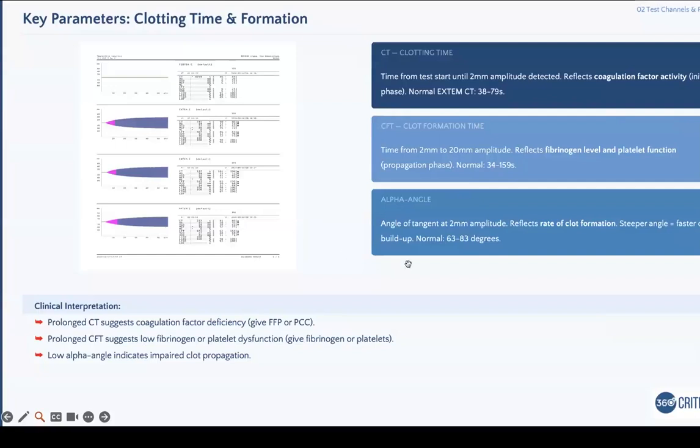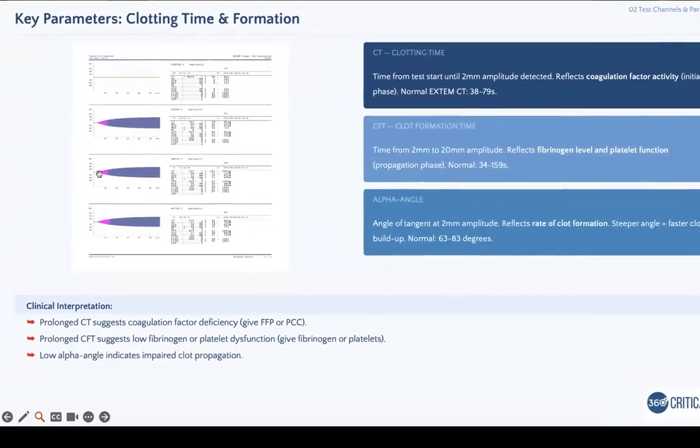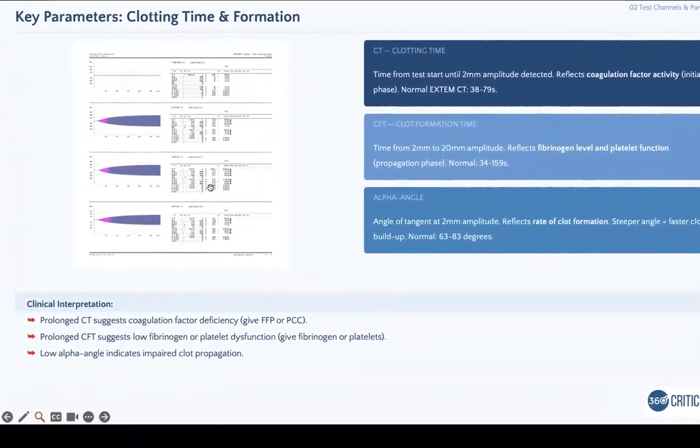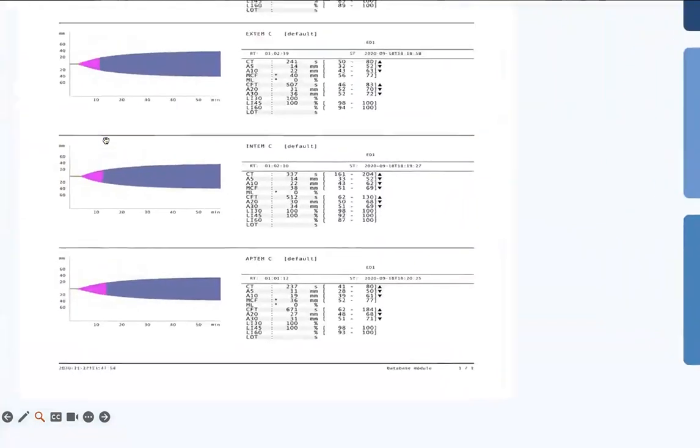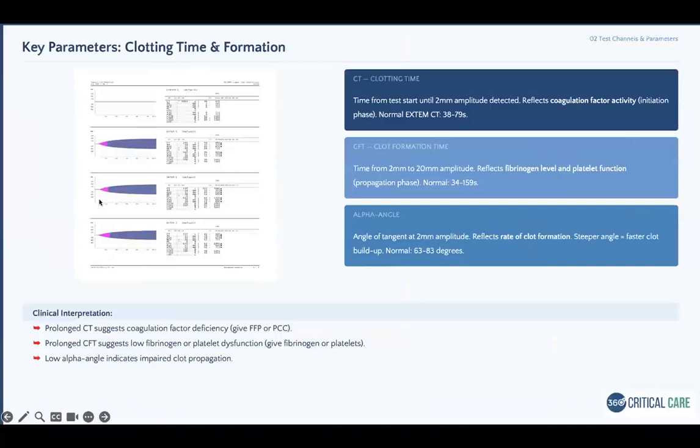Now something called the alpha angle, which is the tangent at 2 millimeter amplitude. So at 2 millimeter amplitude, you put a tangent, right? It reflects the rate of clot formation. If the angle is steeper, that means the clot formation is faster, usually more than 60 degrees. That's what we look for. Okay. Now the ROTEM doesn't show that. You have to draw it manually on the screen. Usually it doesn't come, but somebody may ask about alpha angle. So you put an angle there. If it is like 45 degrees, that means clot formation is slow. If it is more than 60 degrees, that means it is good. Okay. All right.